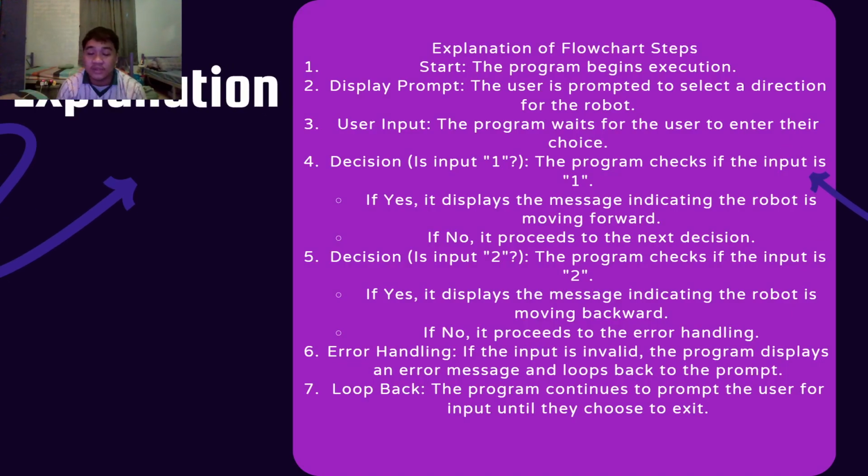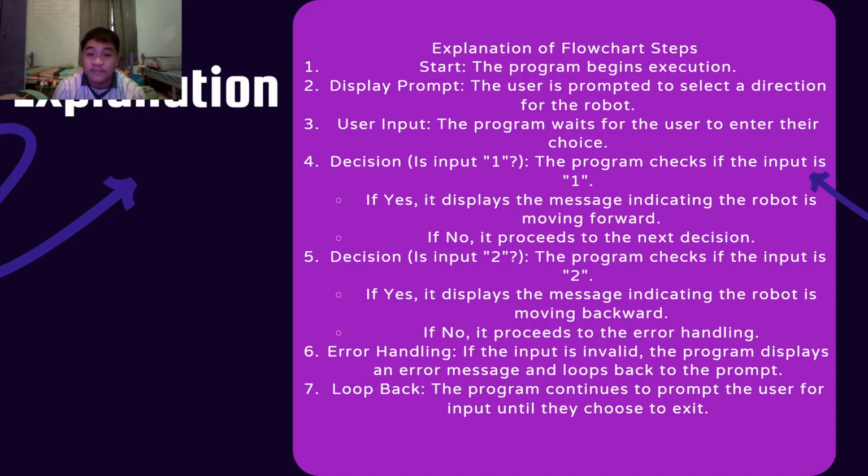First, it will go with start and then the display prompt. The user will be prompted to select a direction for the robot. That's the user input. After the display prompt has been selected for the robot, the user will choose either one or two.